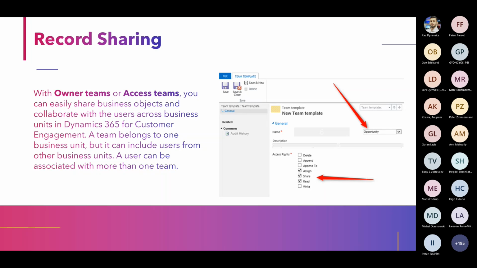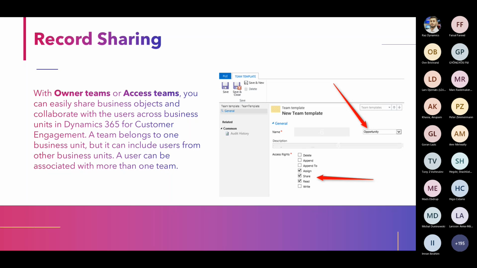The first is the owner team and the second is the access team. The access team is a special type of team provided by Microsoft a few years back. The purpose of the access team is to share records with other users. In the earlier versions of Dynamics CRM, we used to use the POA table, and the major problem was that it led to increased database capacity. So Microsoft replaced the POA table concept with the access team.